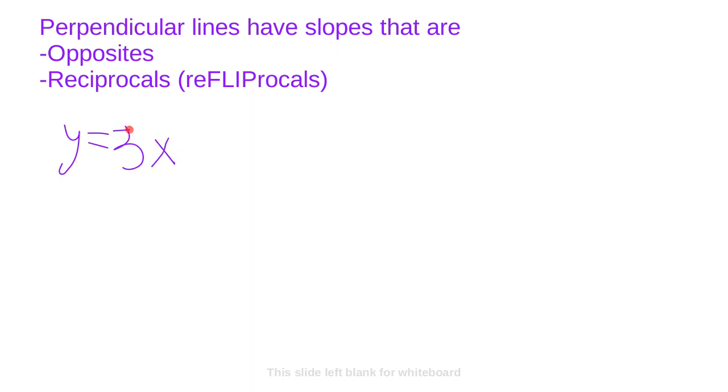So 3x. Then the opposite reciprocal of 3 is what? What is the opposite reciprocal of 3? And just as a reminder, 3 is the same thing as 3 over 1. So if I flipped 3 over 1, what would I get? And then make it negative.